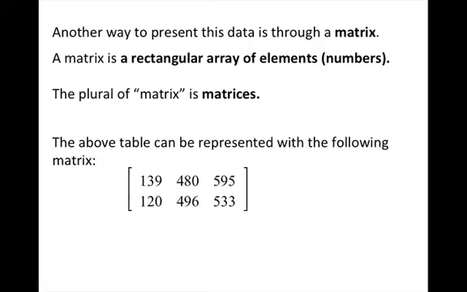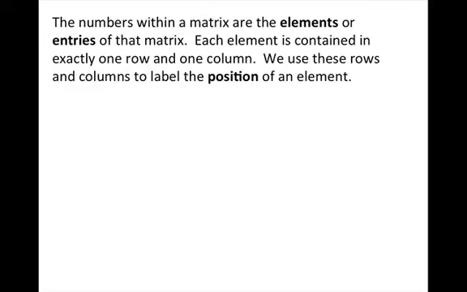So an example of a matrix, using the table above, we would just write the numbers. So row 1 is 139, 480, and 595. Row 2 is 120, 496, and 533. Well, each of these numbers within the matrix are called elements or entries. Each element is contained in exactly 1 row and 1 column, and we can use those rows and columns to label the position of an element.